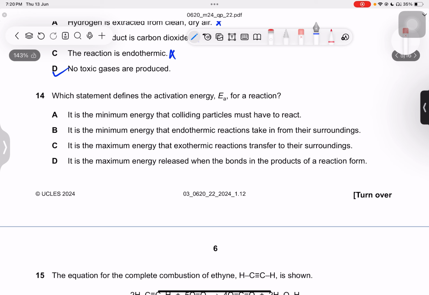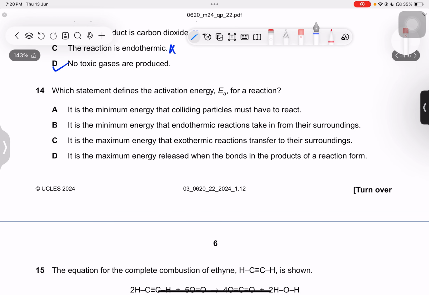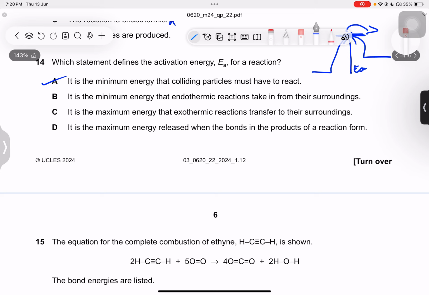Which statement defines the activation energy for a reaction? It is a minimum energy that colliding particles must have to react. Yes, if you look at the energy profile diagram, this is the activation energy. This is the point beyond which the particles react. It is not the maximum energy, it is the minimum energy. That endothermic reactions take energy from the surroundings is not true.